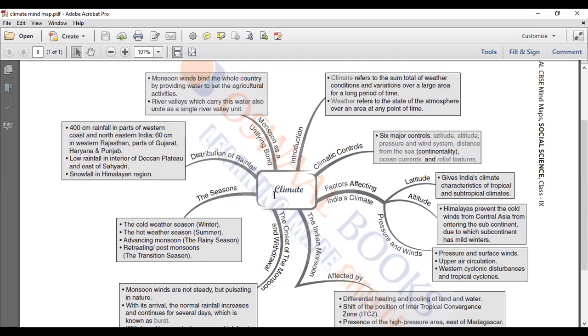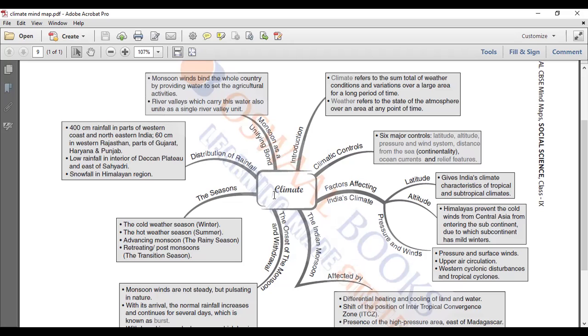This is the difference. What were climatic controls? There are six climatic controls that generally influence the climate of any place: latitude, altitude, pressure and wind system, distance from the sea, ocean currents, and relief features. Then we spoke about the three factors that affect India's climate: latitude, altitude, pressure and winds. Latitude gives India's climate characteristics of tropical and subtropical climate because the Tropic of Cancer passes through our country.